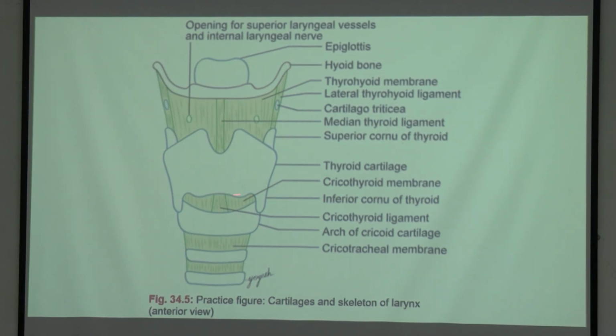But this is the cricothyroid membrane, which is thickened in the middle, which is called cricothyroid ligament, or it is called conus elastica. And then between the cricoid and the first tracheal ring, cricotracheal membrane, which also forms a ligament. So these are some external ligaments.